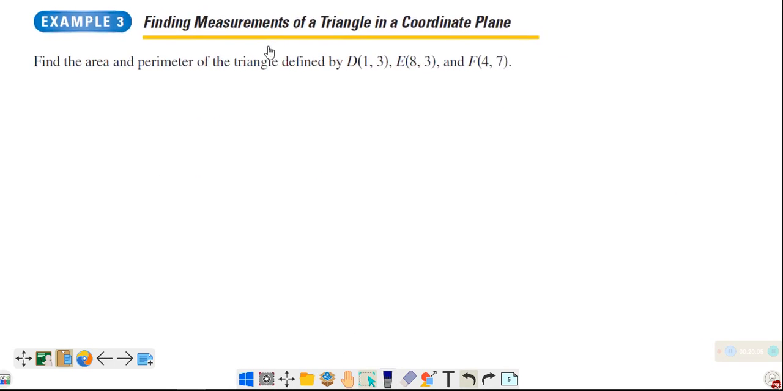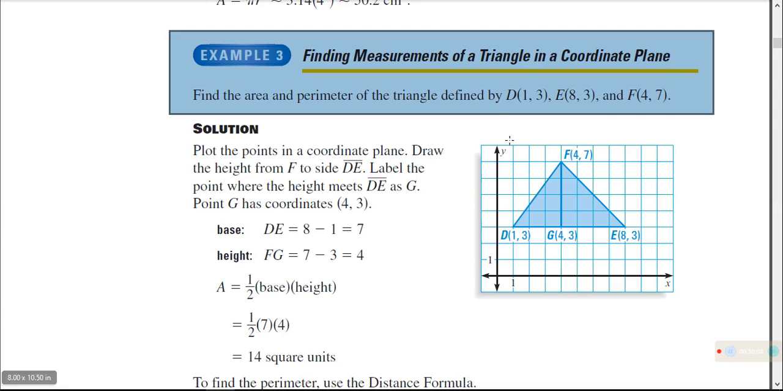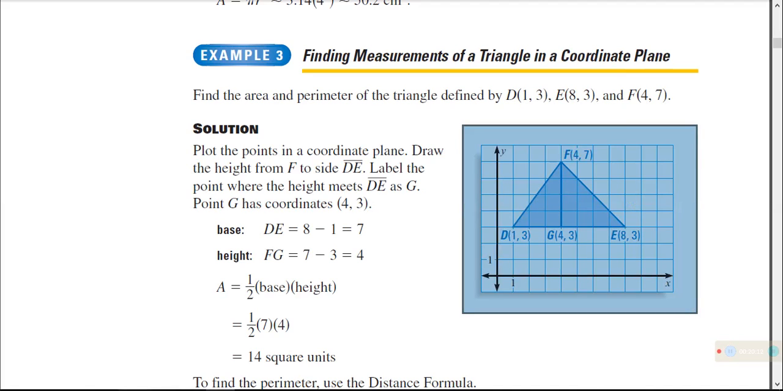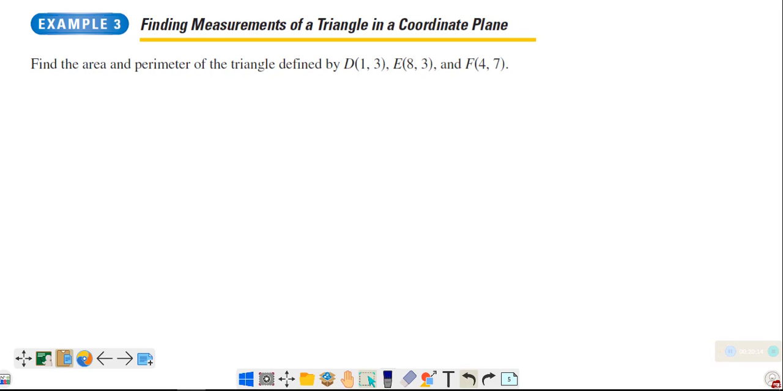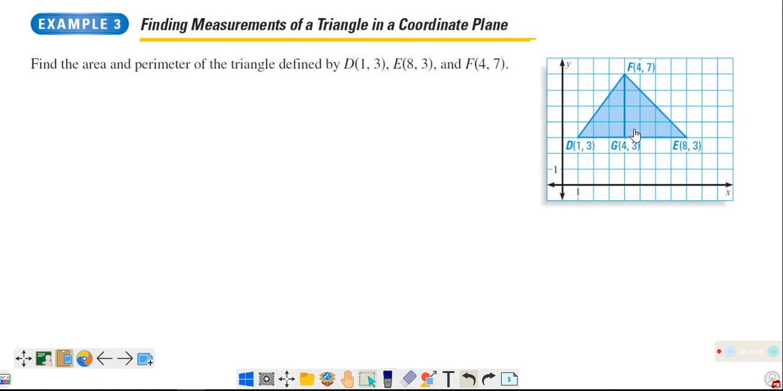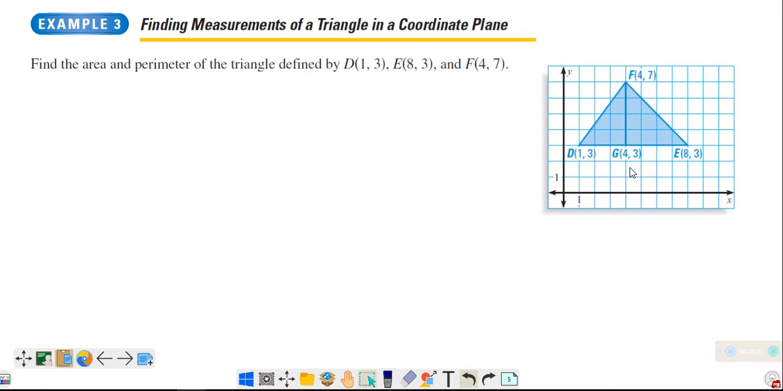Bakit hindi? Kasi if you are going to take notice of our figure here, hindi komplikado yung pagkuha ng base at height since the lines are just vertical and horizontal. Okay? So, common sense lang yung gagamitin natin pagkuha dito ng base at height.